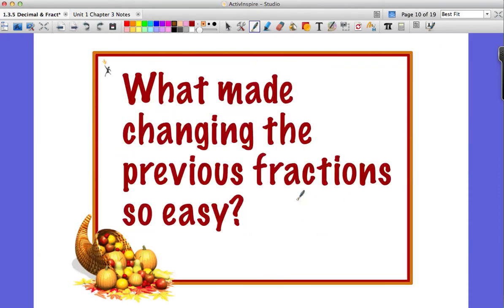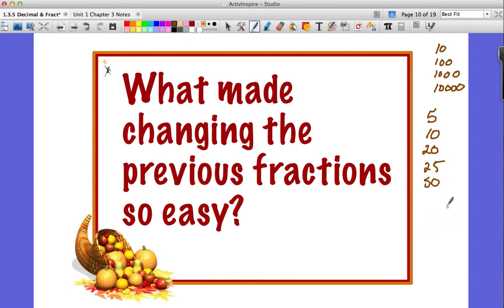All right, so what made changing all those fractions so easy? We talked about the ones that had a base of a power of 10, so 10, 100, 1,000, 10,000, and so on and so forth. Even the numbers like 5, well, 10 works, and 20, and 25, 50, all these numbers can be multiplied to get to 100, 10, 1,000, and these are just a few starters.